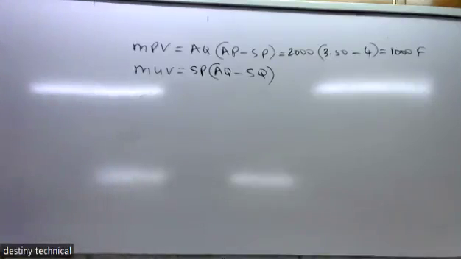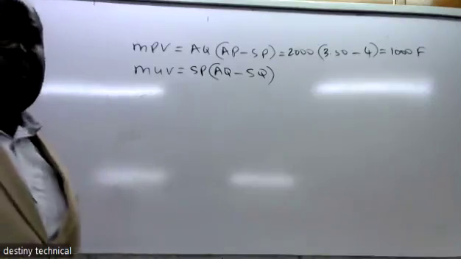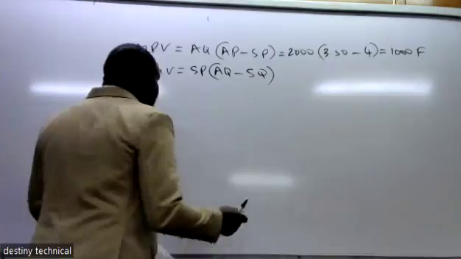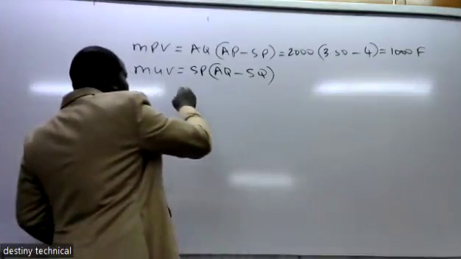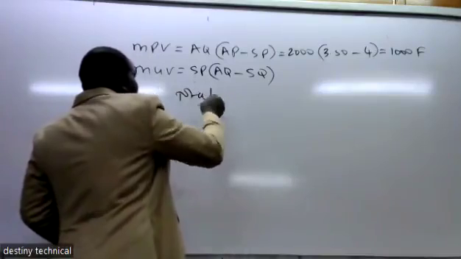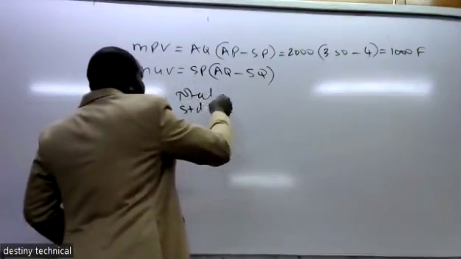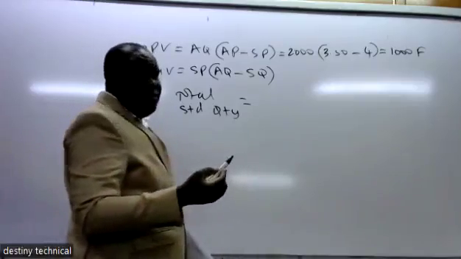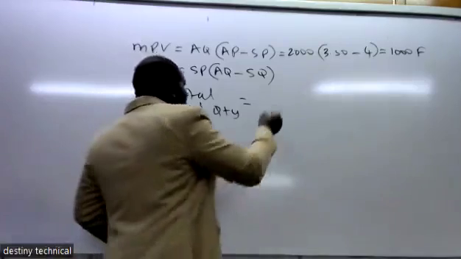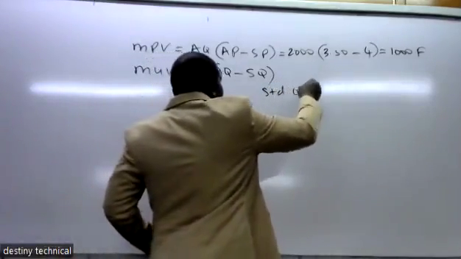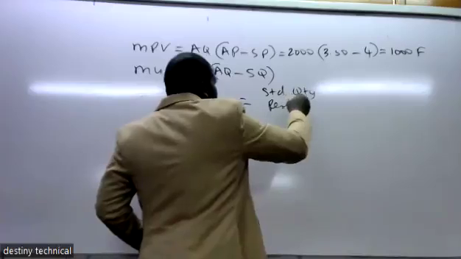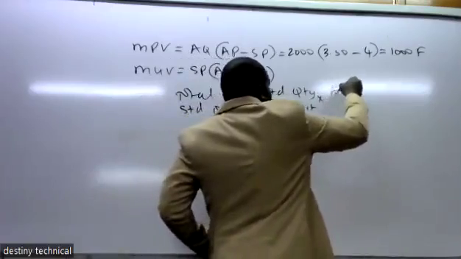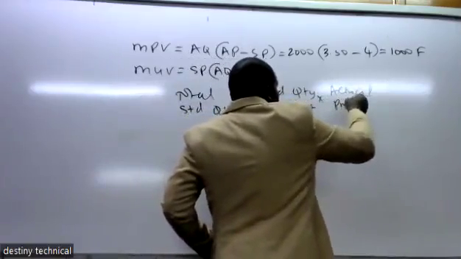The standard quantity was not given. You need to compute the standard quantity. So the total standard quantity will be the standard quantity per unit multiplied by the actual production.